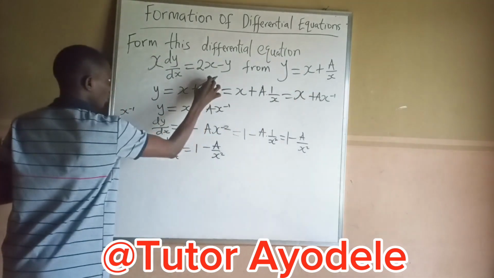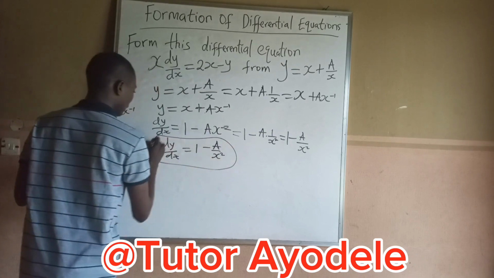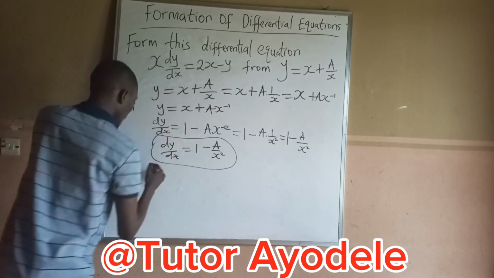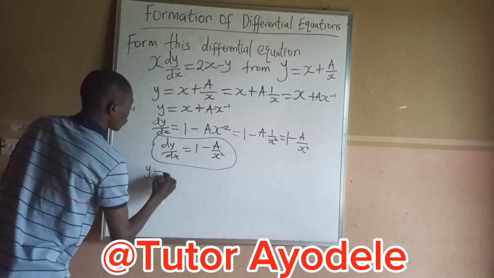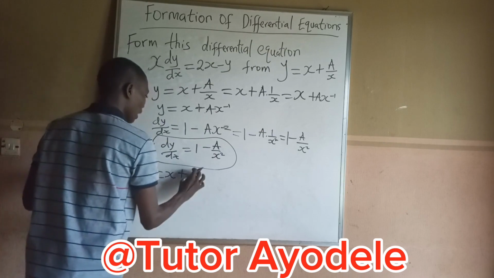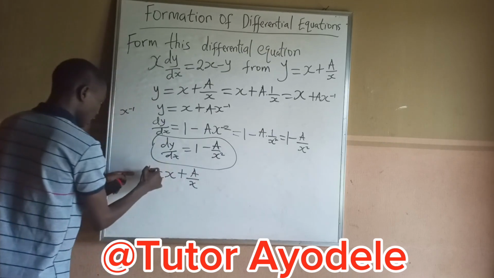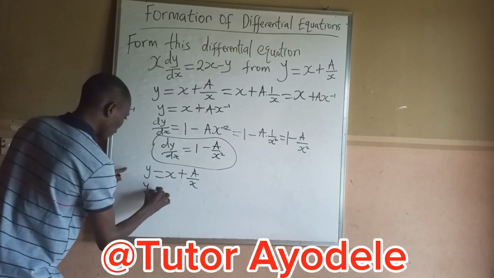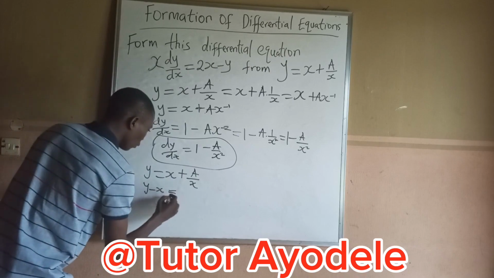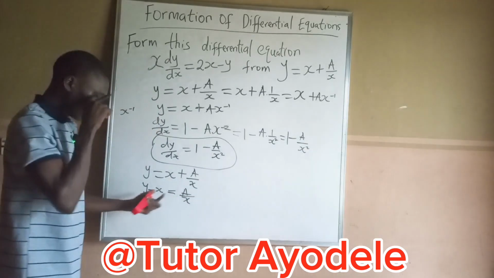So if I make a subject of the formula here, I will have to bring it out first. Put this one inside the bracket. So let me bring this one out. I will have y equals x plus a over x. If I'm to make a the subject of the formula, let's do it one after the other. I'll bring this x to the other side. I will have y minus x equals a over x. This is what I will have.